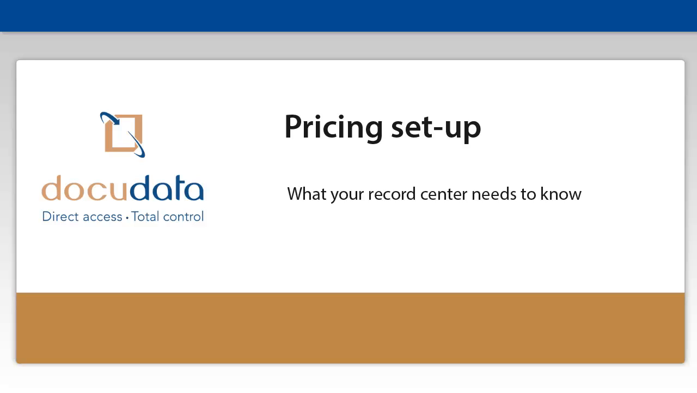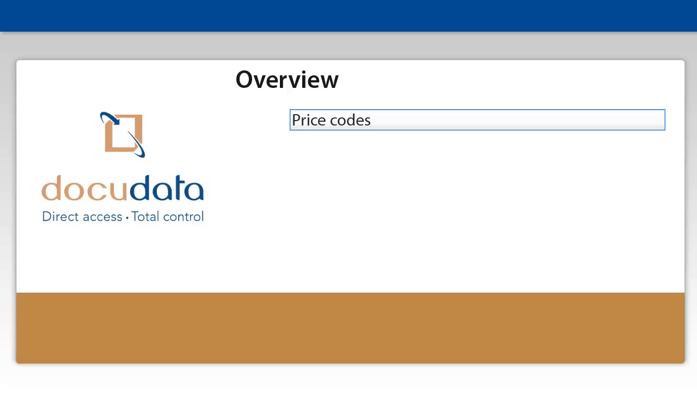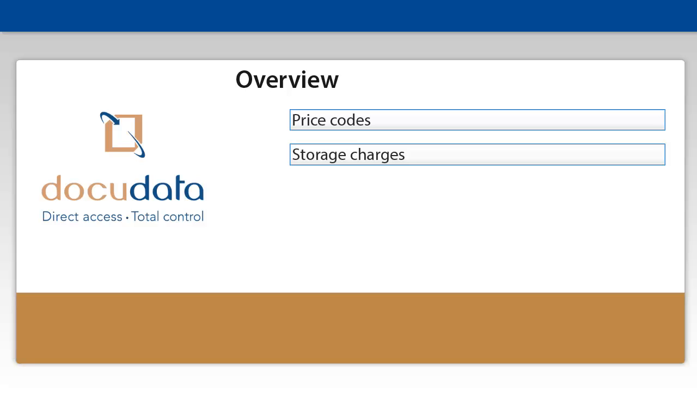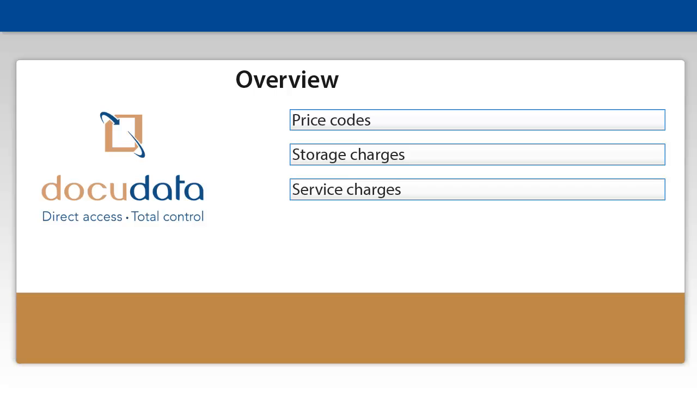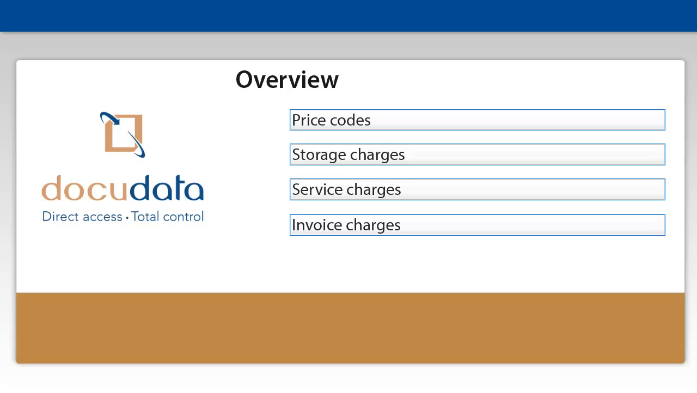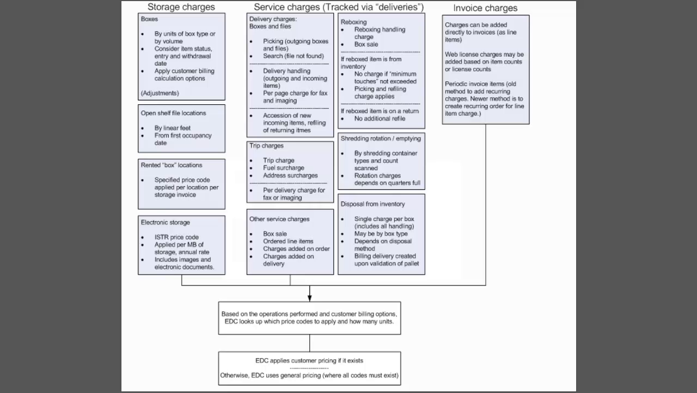In this session, we're going to take a look at how to set up pricing at your record center. We will start out with a general look at price codes and how they work. Then we will look at specific types of charges, starting with storage charges, service charges, and finally, charges that don't fit into either of these categories. From the manual, here is a figure illustrating these three categories of price codes with some more details.